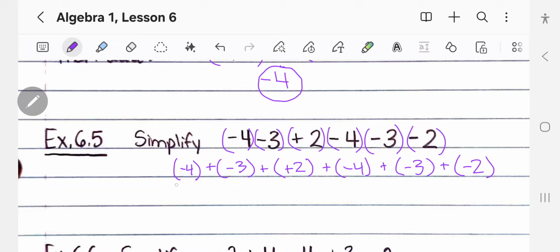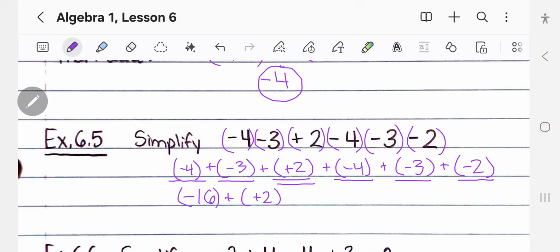I'm going to put all our negatives together. So there's a 4 and a 3, which would make 7. And then another 4, so that's 11. And then this makes 14 with this 3. And this makes 16. So negative 16. They're all negatives, so it stays negative. And then I have a positive 2.